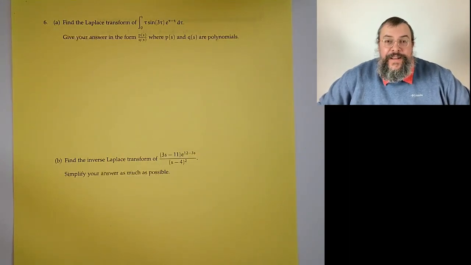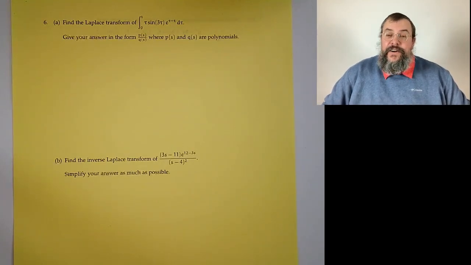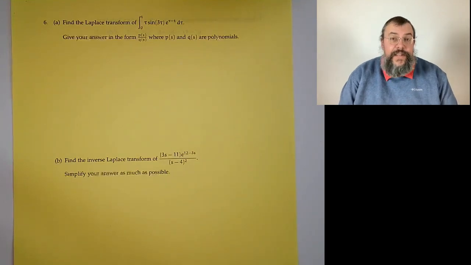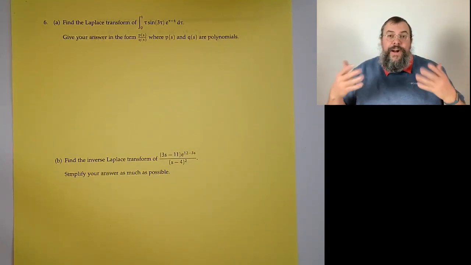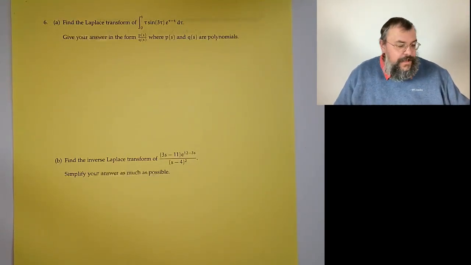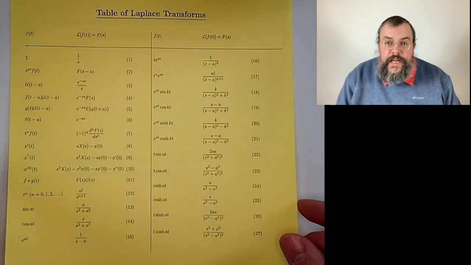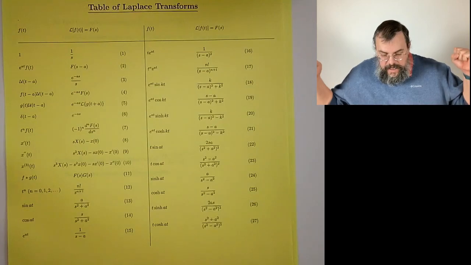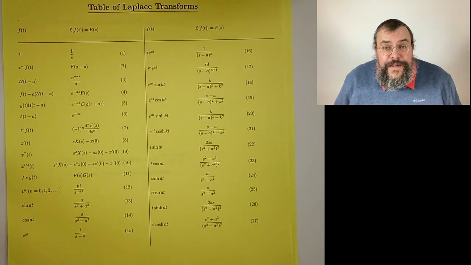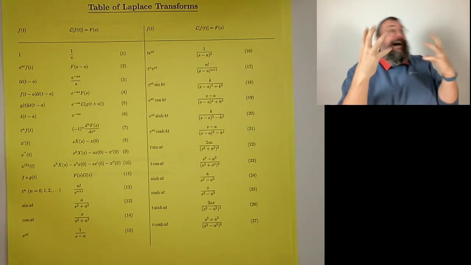Part A. Find the Laplace transform of the integral from 0 to t of tau sine of 3 tau e to the tau minus t d tau. And it says, write your answer as polynomial over polynomial. All right, great. Let me just pull up my table here and find a place where there's an integral sign. And there's no integral sign anywhere on this table. You're like, Steve, you punk!